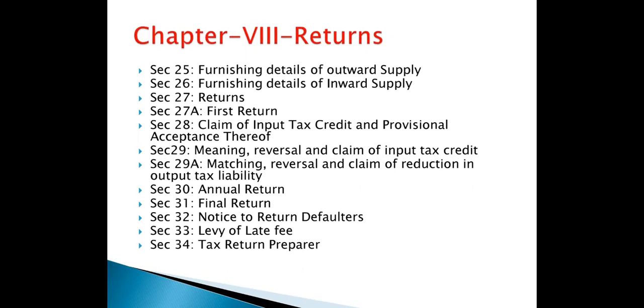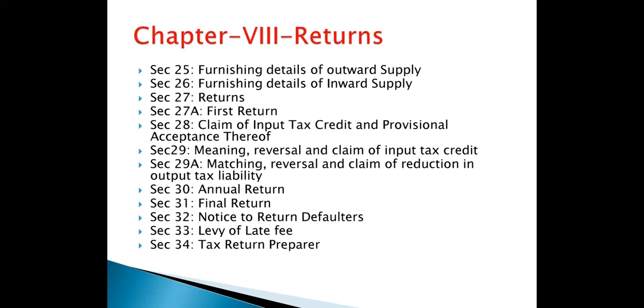So this section 29 is mainly for claiming input tax credit. Section 29A is for claim of reduction in output tax liability. If you are claiming to reduce your output tax liability, the rules are contained in section 29A. Section 30 is for the annual return. Annually, when you are filing a return, the rules are said in section 30.